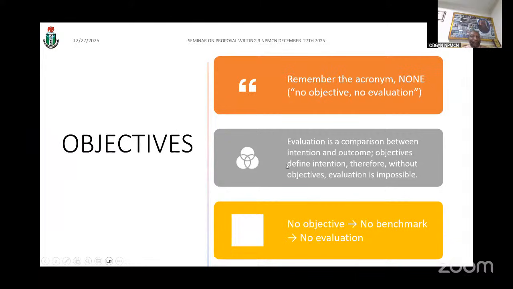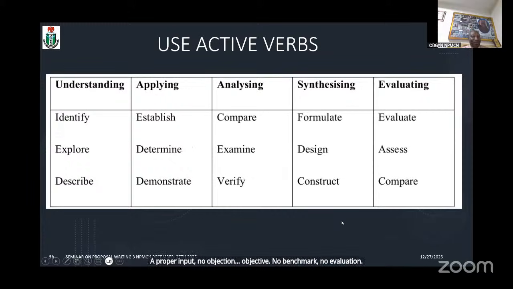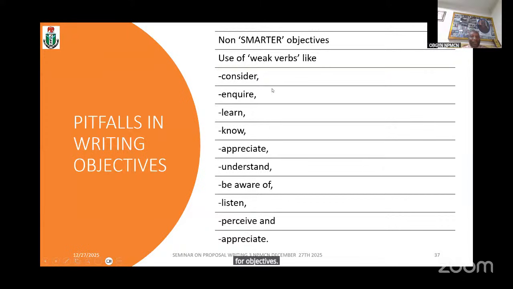Remember the acronym? No objective, no evaluation. Evaluation is a comparison between intention and outcomes. Objectives define intention, therefore without objectives, evaluation is impossible. Appropriately put, no objective, no benchmark, no evaluation. These are the active verbs that are recommended for objectives. Don't use consider, inquire, learn, about, understand, and so on and so forth, because these are weak verbs. Remember, objectives must be SMARTER.